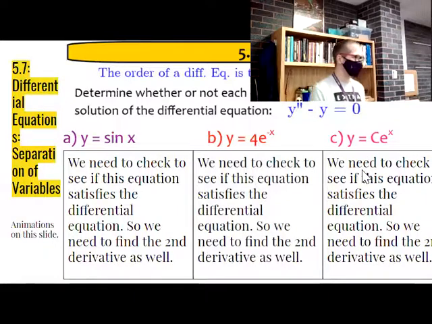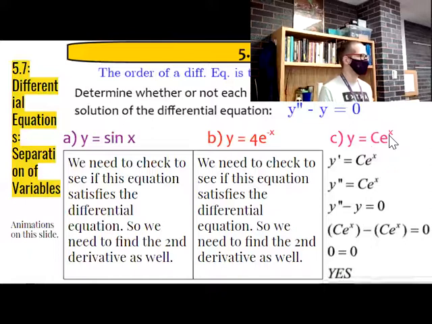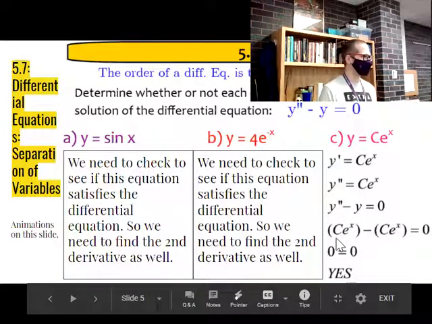Notice this one looks almost identical, except there's a C here. So this is a potential general solution to this differential equation. Well, this is C times e to the x. So the derivative is C times e to the x, which means the second derivative is C times e to the x. So now that I have the original function and the second derivative, I can plug them in, and I get 0 equals 0 again. So this is also a solution to this differential equation.